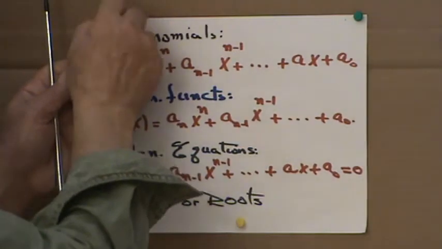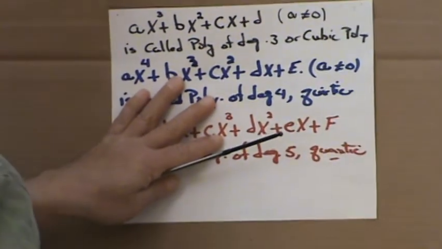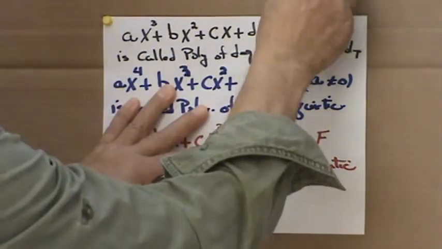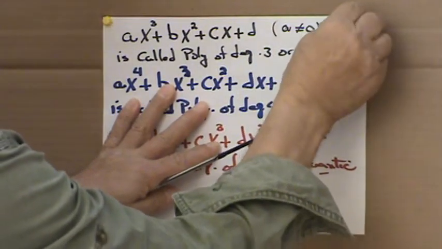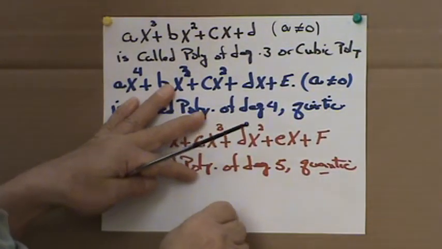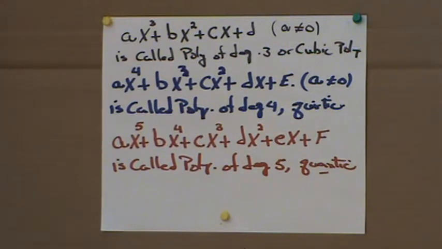Now, let me go to the next topic, which is about polynomials of degree 3, 4, and 5. Again, I'm doing that at the basic algebra level, so I'm kind of waving my hand and not going too deep into that. Okay, here I have a polynomial of degree 3.